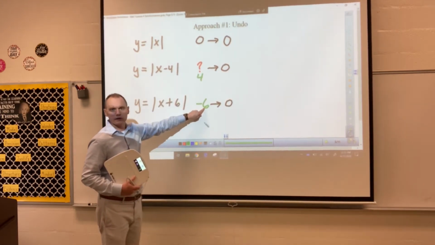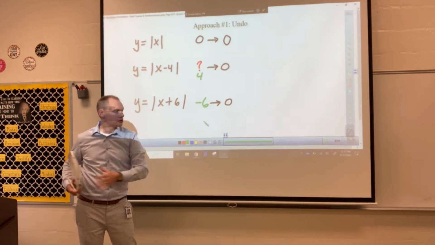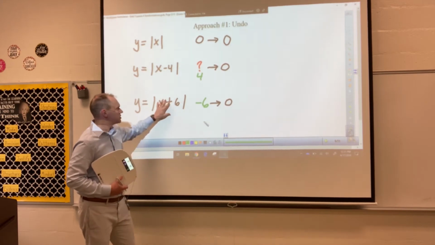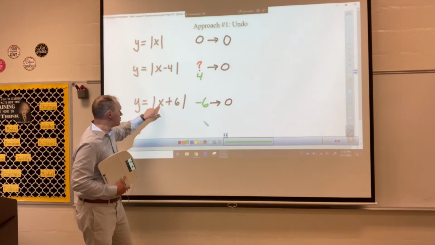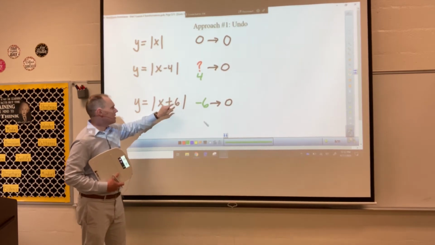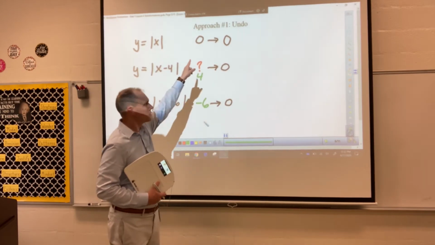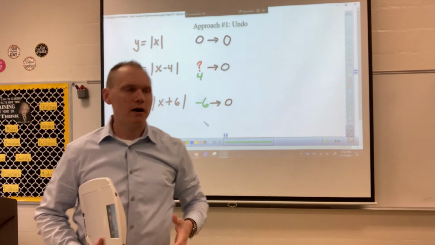Here we put in negative 6. That's a shift to the left 6. So x plus 6 on the inside actually shifts the function left 6. So again, we're undoing the addition of 6 in here by shifting it to the left 6 and putting in 6 less than what we originally did up at the top here. So that's kind of the undo method.